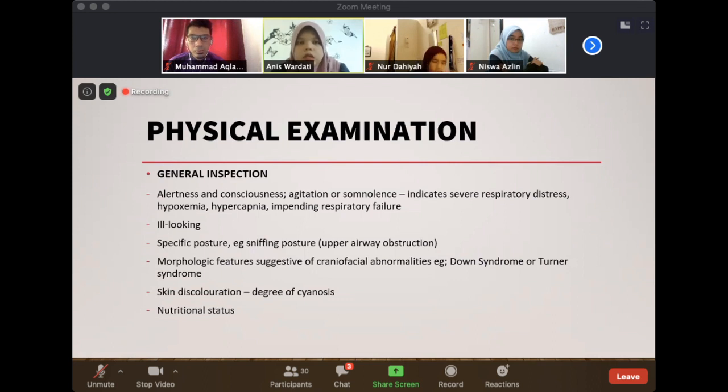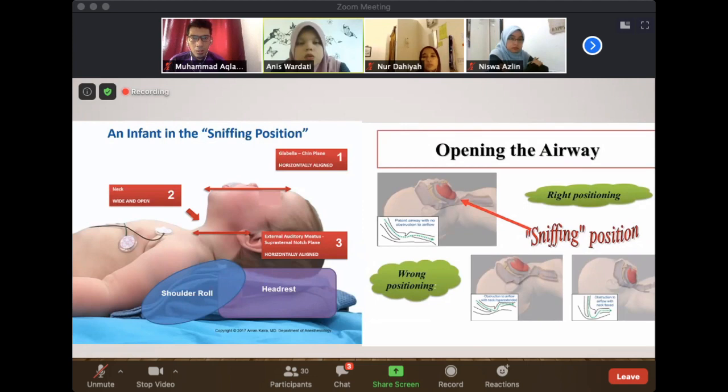Okay. So this is the sniffing position. Usually when the patient has upper airway obstruction, they will be in this sniffing position because it basically aligns the airway to make the airway in a straight line so that the breathing is better. The sniffing position is either you put a towel at the upper shoulder or below the occiput. And then the glabella and the chin, as you can see in the picture, need to be horizontally aligned. The neck is extended adequately, not too hyperextended or too flat. And the external auditory meatus is in line with the sternal notch. So this is the sniffing position.